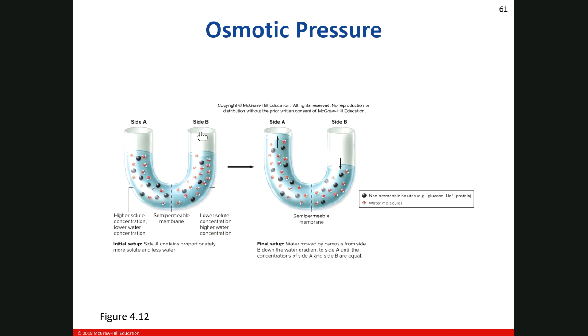Let's count up real quick on side B. 1, 2, 3, 4 solutes on side B. 1, 2, 3, 4, 5, 6, 7, 8 solutes on side A. We all agree on that? Side A has 8, side B has 4. Which side has more? Side A.